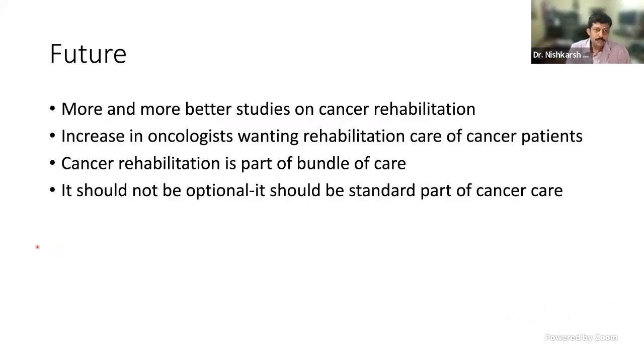Now, future perspective. More and more better studies on cancer rehabilitation are coming up, and they are further reinforcing the importance. There is an increase in oncologists wanting rehabilitation care. Nowadays, I have requests coming from the surgeons and the medical oncologists to improve the overall condition of the patient. It is part of the bundle of care and should be thought of; it should not be optional. It should be a standard of care for cancer patients.